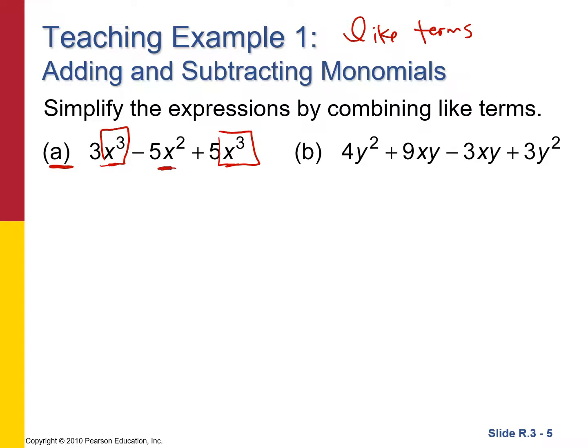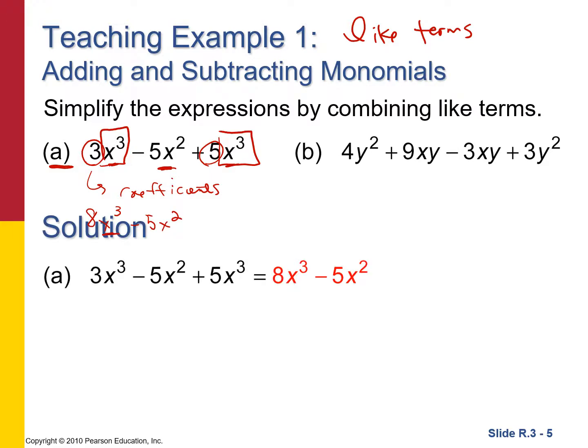And these in the front here, I'm going to circle them, the 3 and the 5, these are called coefficients. All right, so you're actually going to add and subtract these coefficients. So 3 plus 5 is 8x cubed. Notice nothing happens to your term, and there's nothing to add or subtract to the minus 5x squared, so that just stays there. And see, the answer is the same.